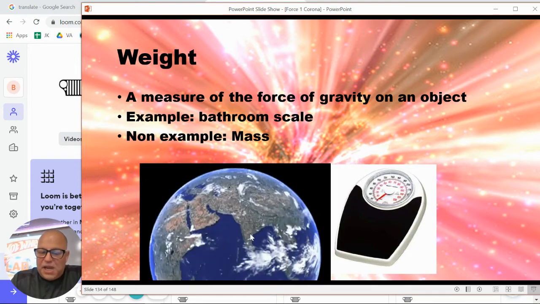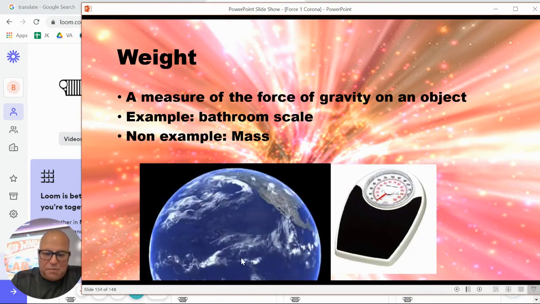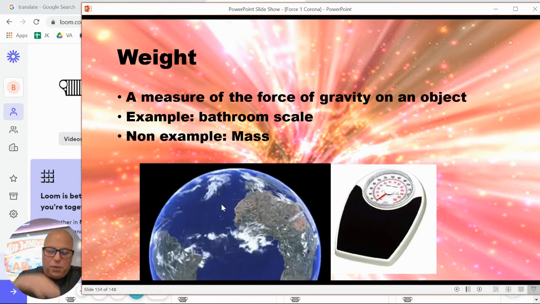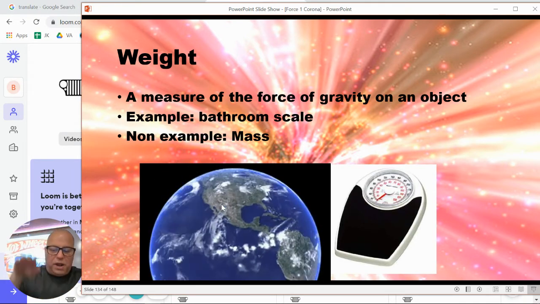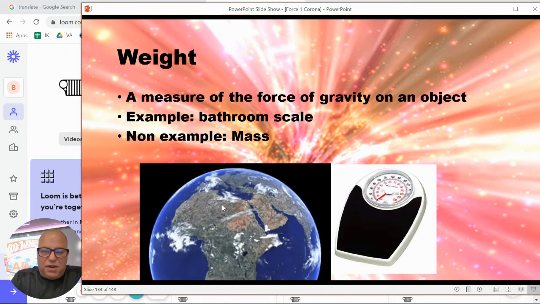if you were down at the beach and you weighed yourself, you would actually weigh more than, let's say, if you went to the top of a really, really high mountain. You'd actually weigh just a little tiny bit less because you're further away from Earth's center, right? So there's less gravity pulling on you.